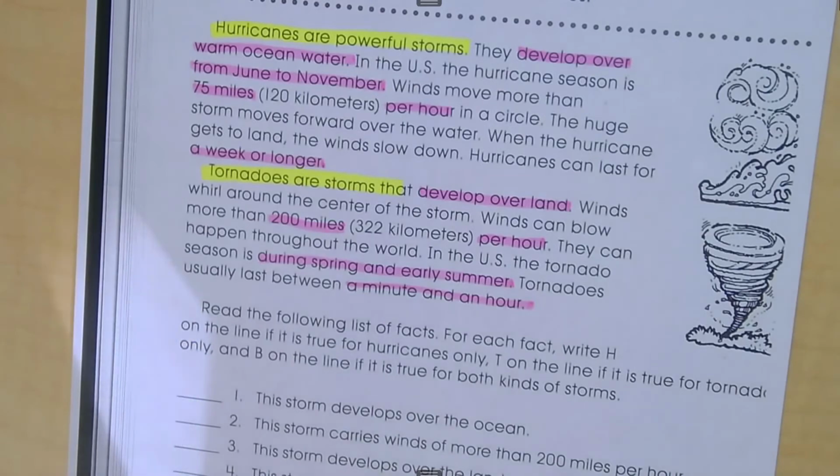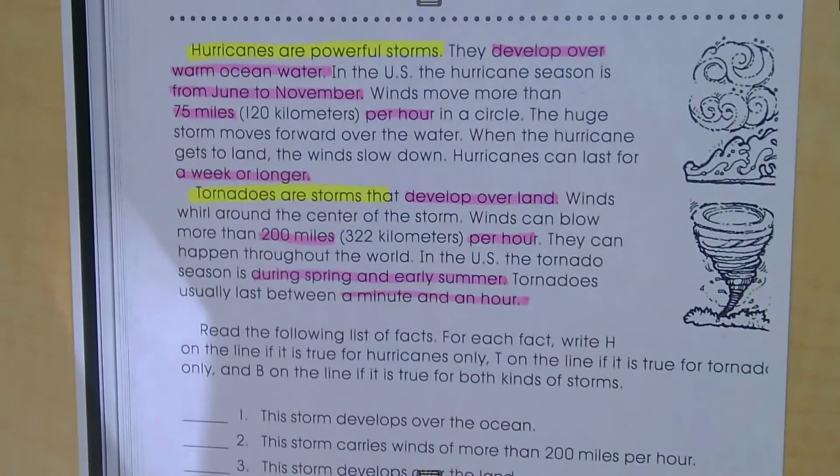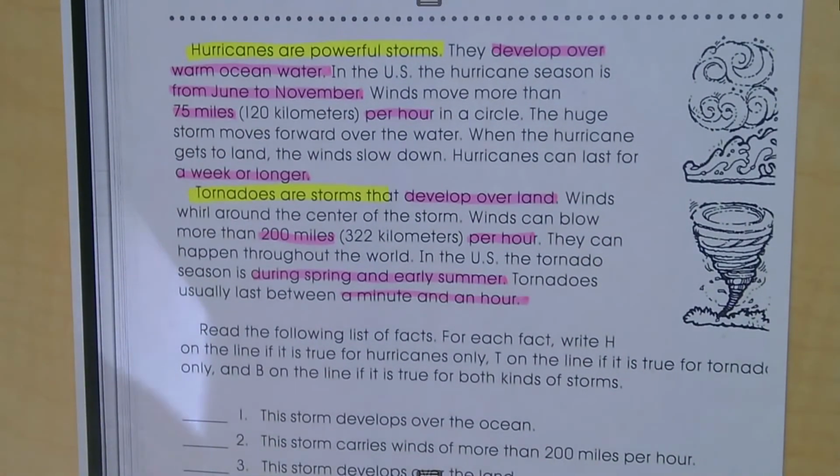All right. Here we go. We broke down our information. We're ready to answer these questions. It says, read the following list of facts. For each fact, write H on the line if it's true for hurricanes only, T on the line if it's true for tornadoes only, and B on the line if it's true for both kinds of storms. This is very much like doing a Venn diagram.